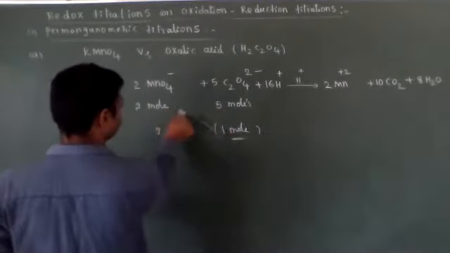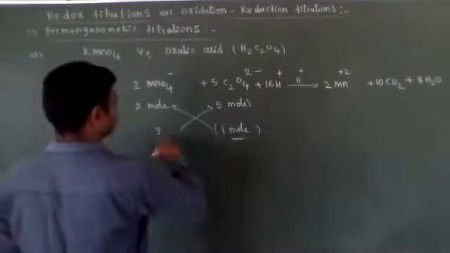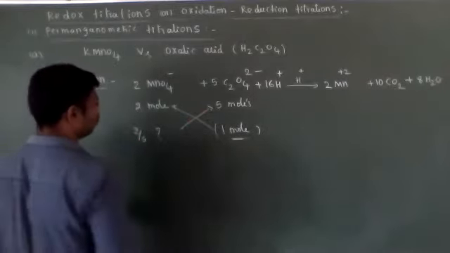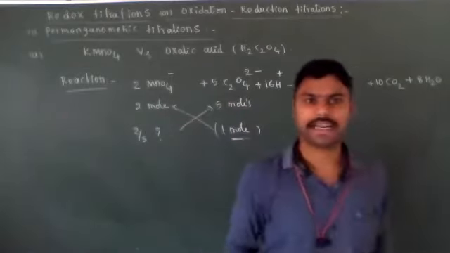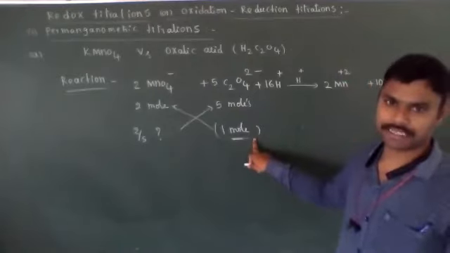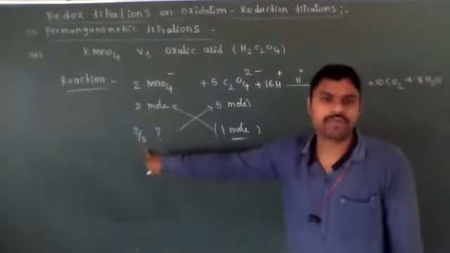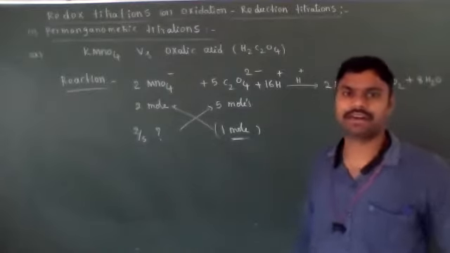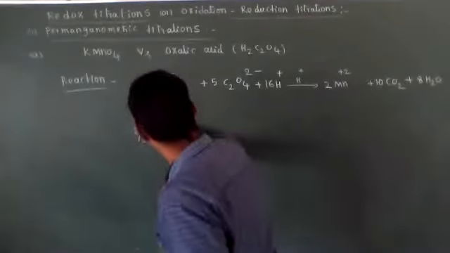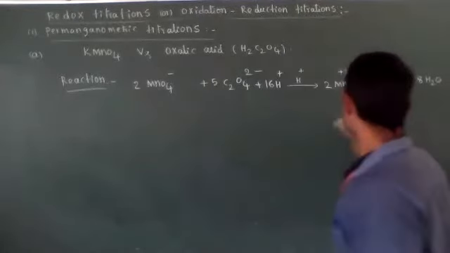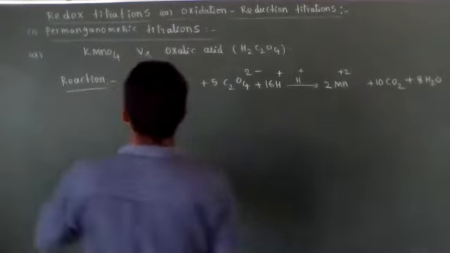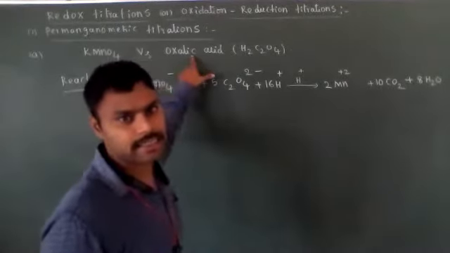If it is 1 mole, then how many moles? Do cross multiplication, then 2 by 5 moles. So how many moles of KMnO4 are required? 2 by 5 moles of KMnO4 react with 1 mole of oxalic acid, or 1 mole of oxalic acid reacts with 2 by 5 moles of KMnO4. That kind of question they ask in the NEET and JEE Mains examination. See here the titration is going on against KMnO4 versus oxalic acid.